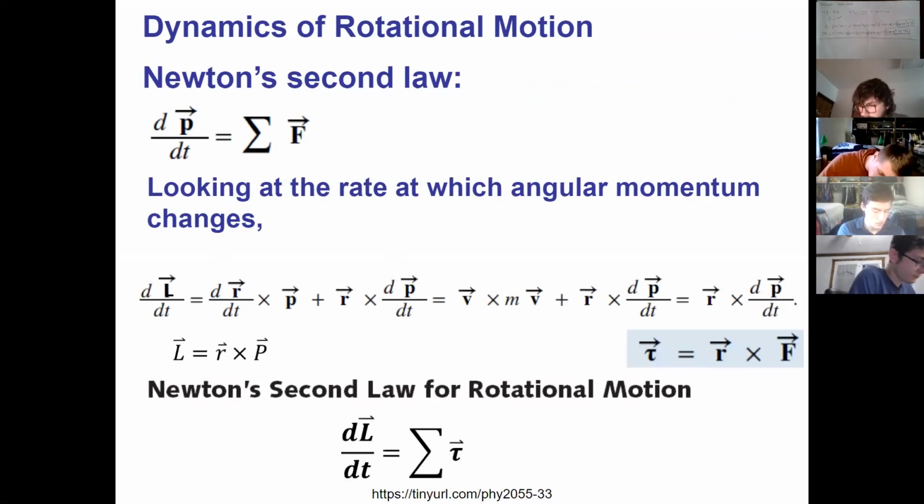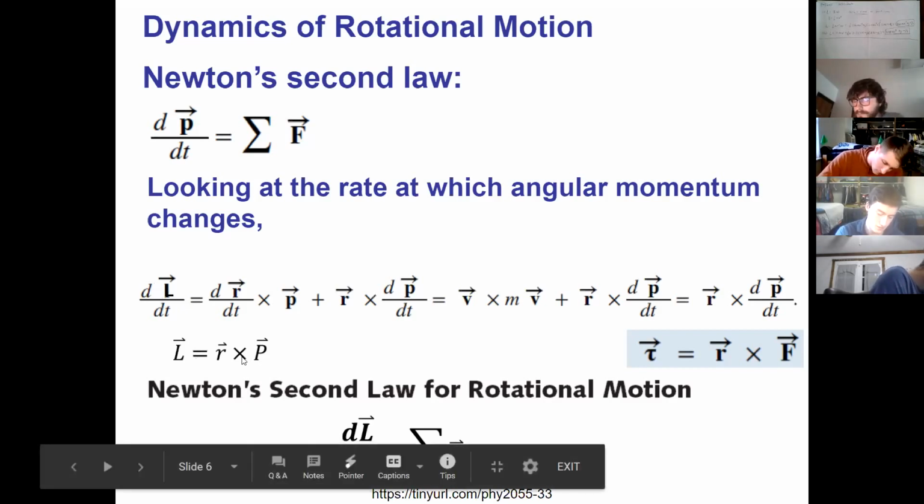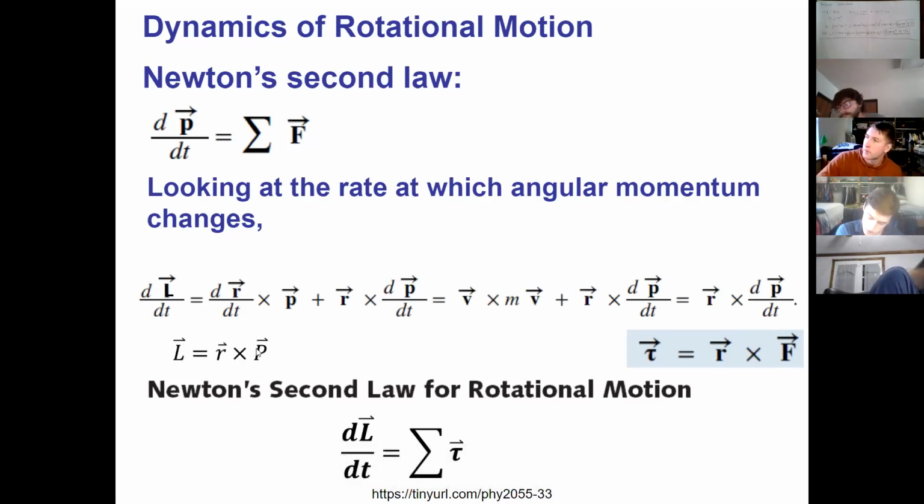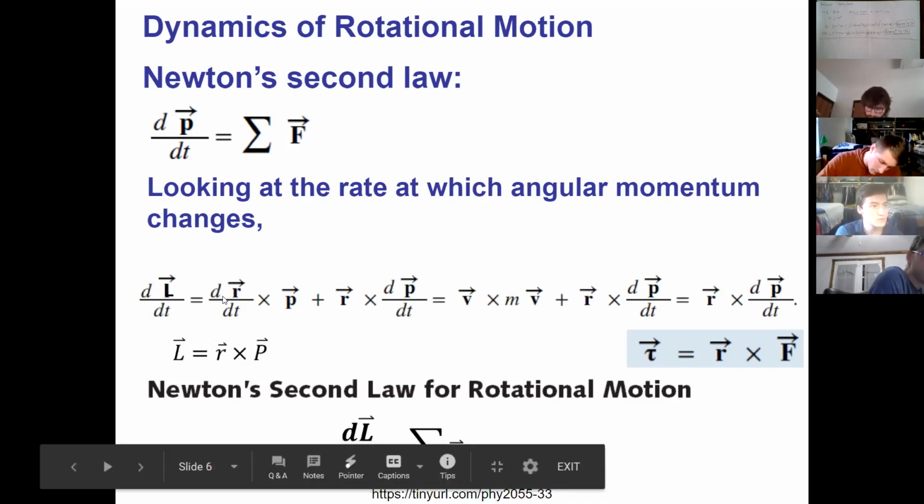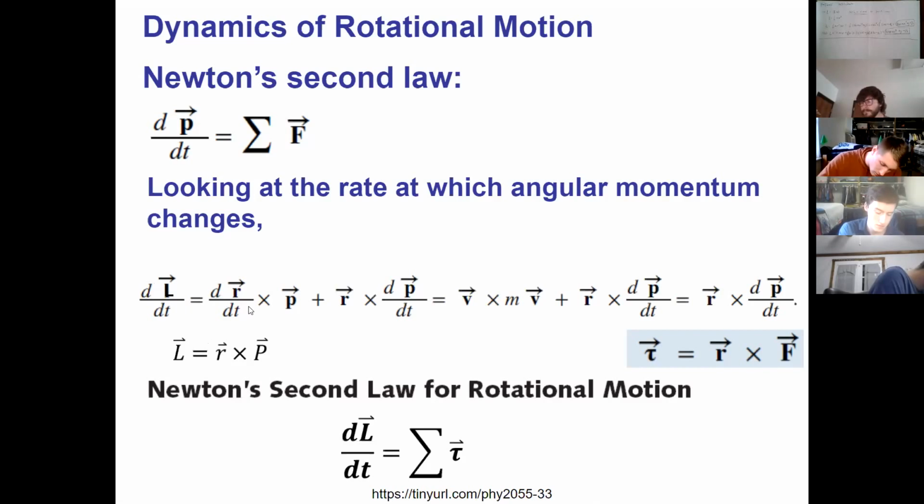Now we are going to check the dynamics of rotational motion. In linear motion, we say the derivative of momentum over t gives you net force. Now similarly, we are going to check the time derivative of the angular momentum. So for a point mass, L is equal to R cross P. Then the derivative is dR over dt cross P plus R cross dP over dt.